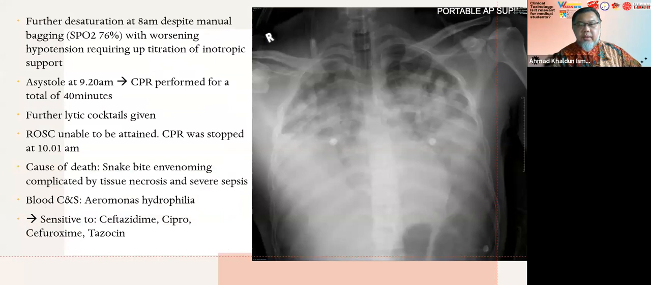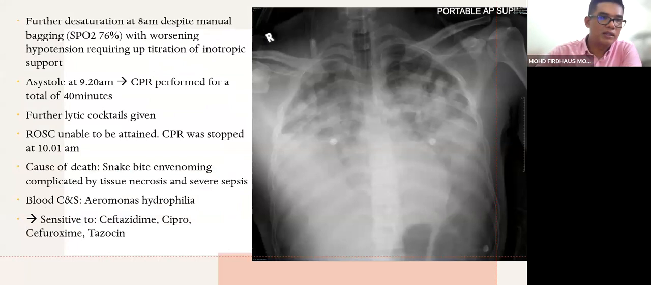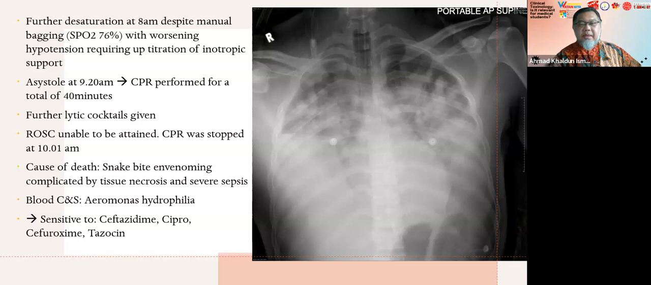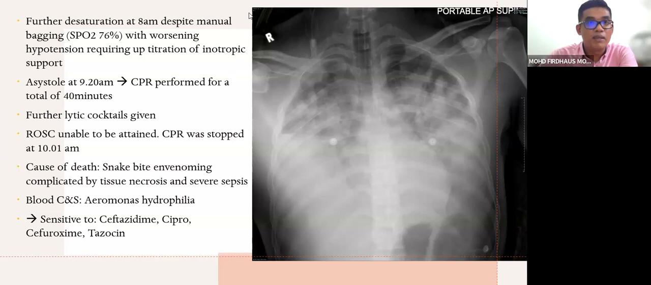The initial FBC was normal, but subsequently the white cell count and platelet were dropping. Yeah. So that's a typical sign of sepsis also, right? Yeah. What I mean is, when was the culture done? The blood culture was taken on day two, on the 8th of May. Oh, okay. Because the patient had fever on the morning of the second day, so blood culture was withdrawn on the second day. Okay.